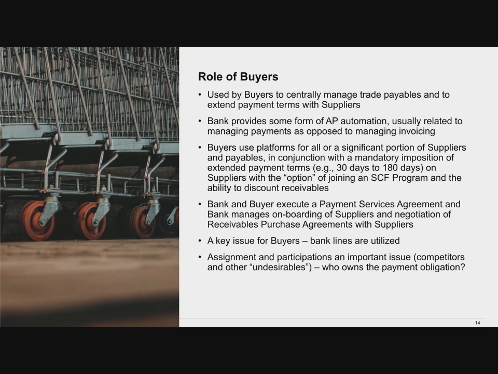Now, when it comes to assignments and participations, in other words, the bank has an asset sitting on its balance sheet. One of the issues that I focus on a lot is to whom that invoice can be on-transferred or on-sold by the bank. I guess as a manufacturing company, the last person that you want to own your receivable and to be able to obtain information in relation to the underlying trade transaction is a competitor or somebody else, an undesirable that would use that commercially sensitive information against you.